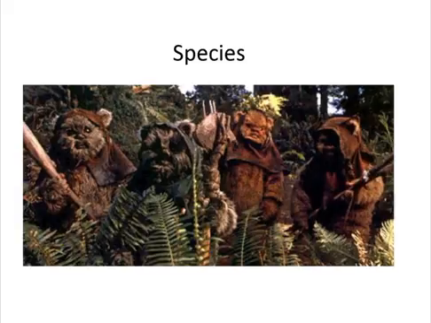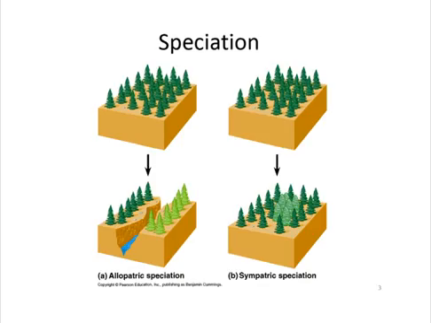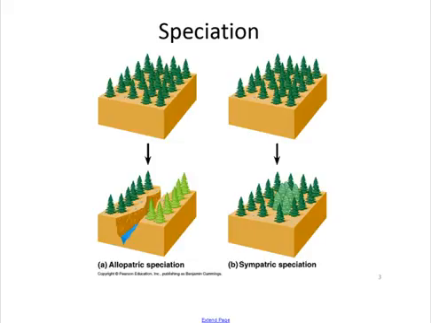Here, these Ewoks reproduce with other Ewoks and make more Ewoks. They don't reproduce with Wookiees and make some sort of hybrid that is able to live on its own. Again, a species only reproduces with itself. And so that leads us to speciation, or the formation of new species.